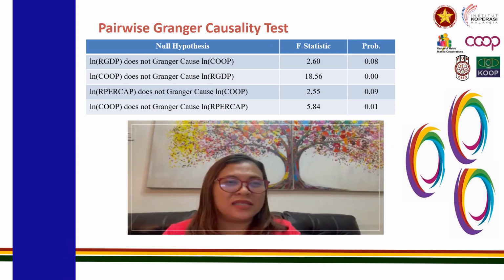For pairwise Granger causality tests, we cannot reject the hypothesis that RGDP and R per cap do not Granger cause co-op, but we do reject the hypothesis that co-op does not Granger cause RGDP and R per cap. Therefore, it appears that Granger causality runs one way from co-op to RGDP and co-op to R per cap and not the other way.